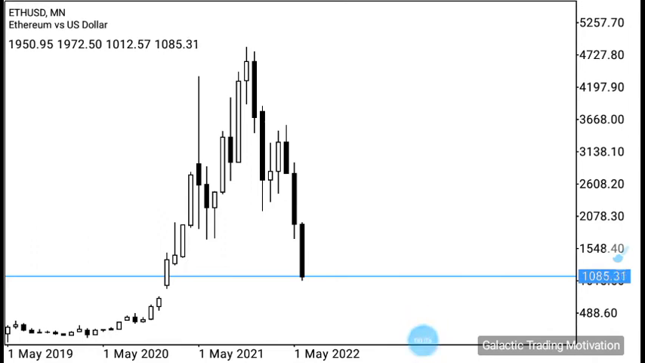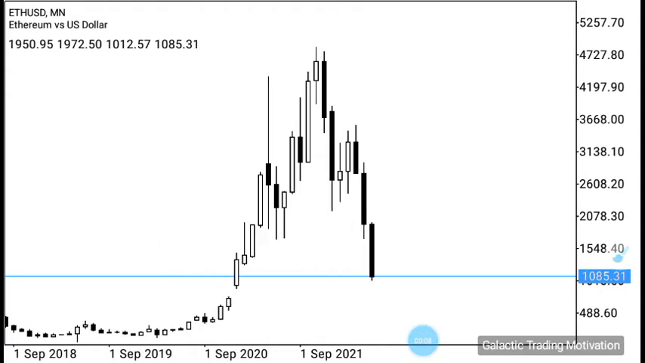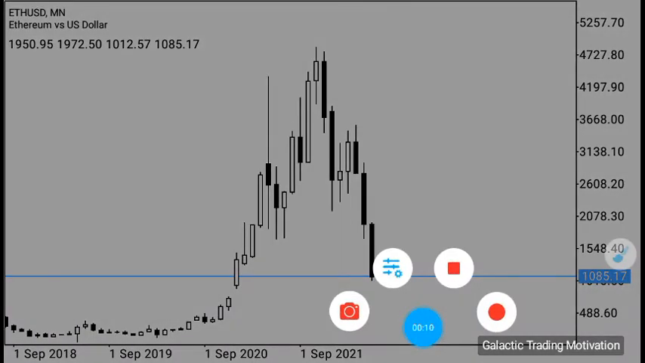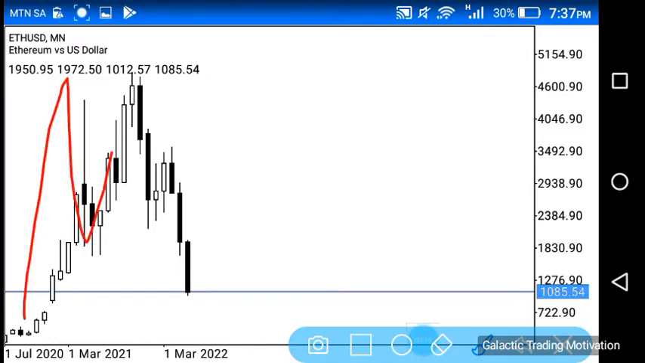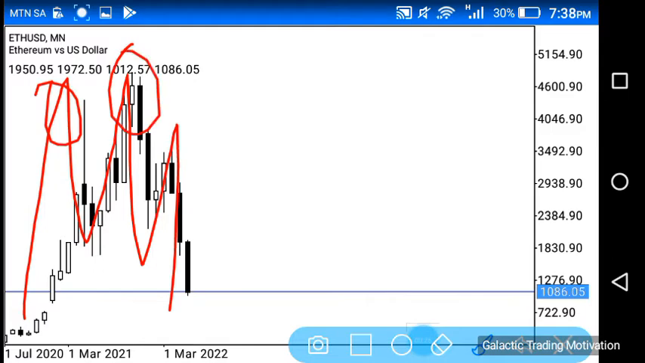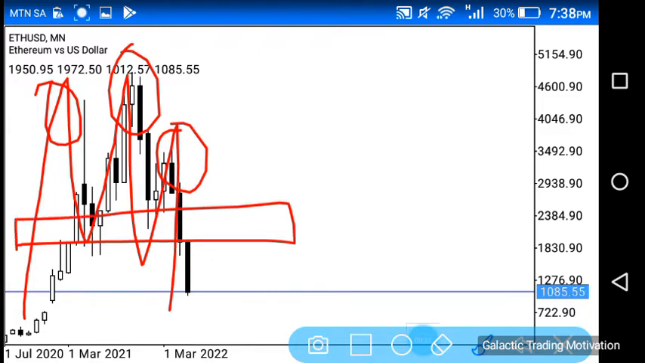Just a very quick analysis of Ethereum slash USD. So here we go. You guys can see that I've got the monthly chart open, and the first thing that I can already see is that we have a head and shoulders pattern in this region. There goes the left shoulder, the head, as well as the right hand shoulder, with the neckline being somewhere in this region over here, right?